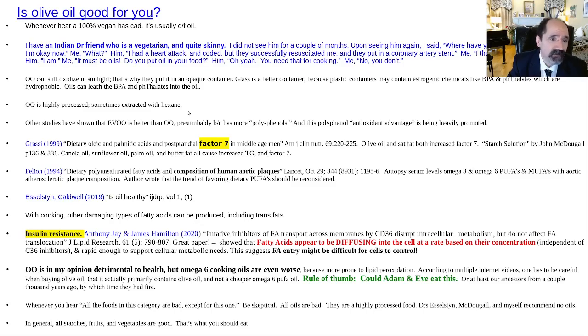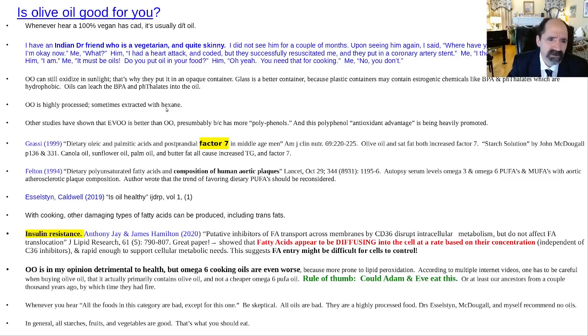Anyways, getting back to olive oil. Olive oil can be oxidized. Even though it's only got one double bond, it's much more oxidizable than saturated fat, but it's also much less oxidizable than the PUFAs with 2 or more double bonds. You don't want to get it in a plastic. I recommend don't get it at all, but it's even worse if it comes out of a plastic container because it can leach estrogens from the plastic like BPA and phthalates. So anything should be in a glass container, but it should not even be in your house would be my recommendation. It's going to be highly processed. Sometimes it's extracted with hexane. Hexane can have residues and be toxic.